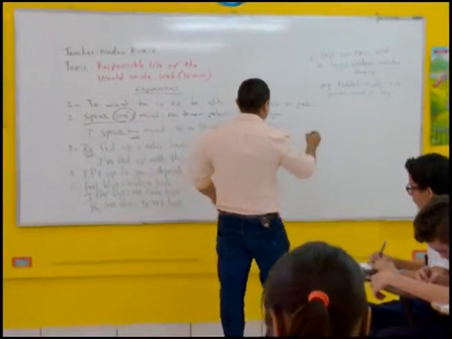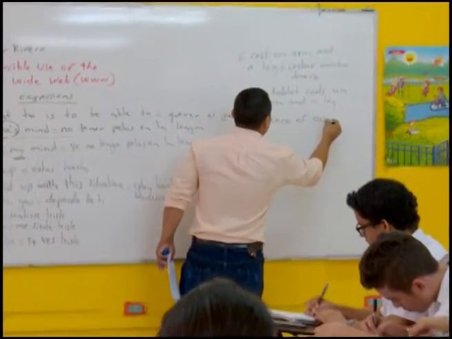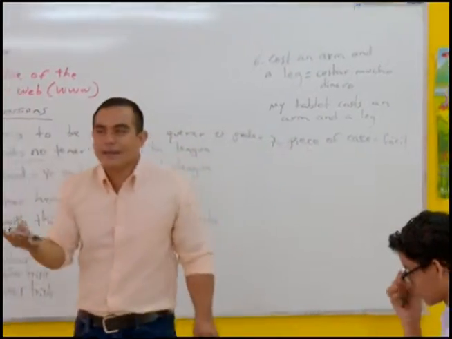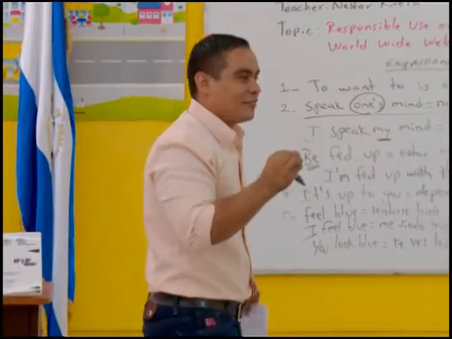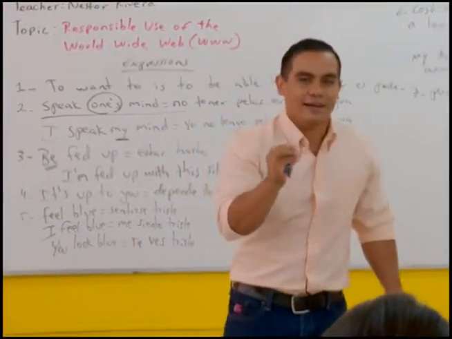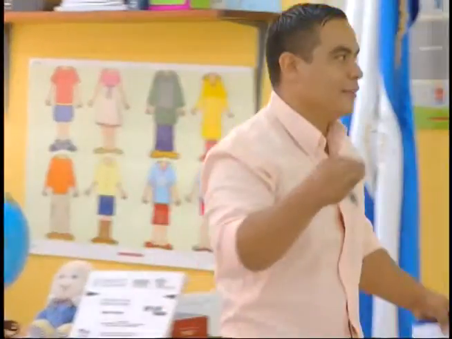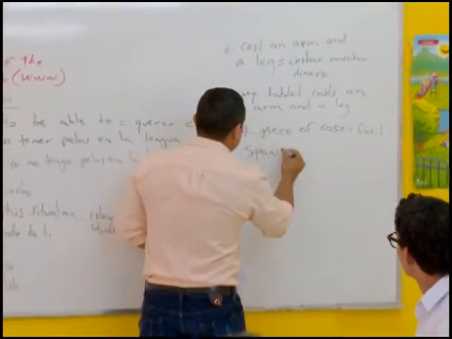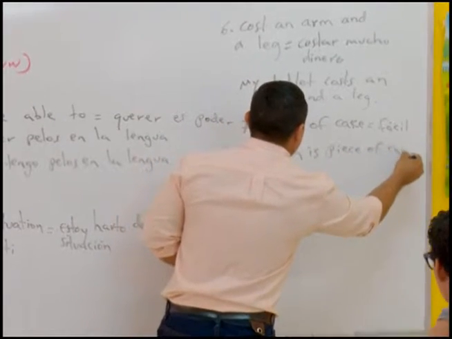Next. Number 7. Piece of cake. Fácil. English is piece of cake. Yes or not? Yes. Spanish is piece of cake. Pan comido. Popularmente decimos pan comido. Spanish is piece of cake.